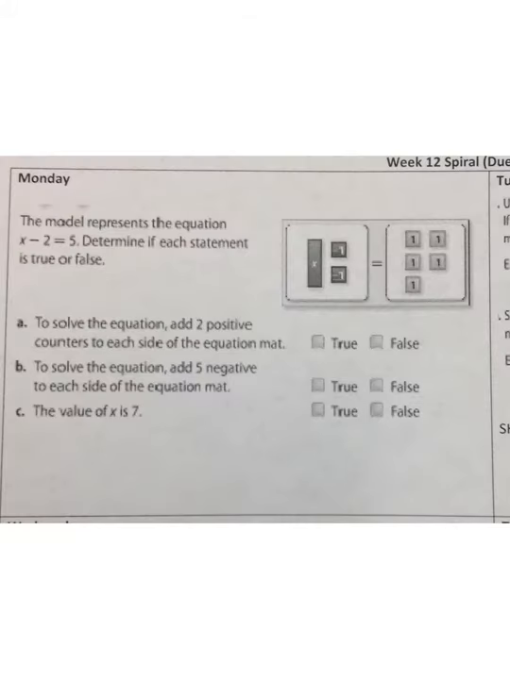Monday, the model represents the equation x minus 2 equals 5. Determine if each statement is true or false. A. To solve the equation, add 2 positive counters to each side of the equation mat. B. To solve the equation, add 5 negative to each side of the equation mat. C. The value of x is 7.